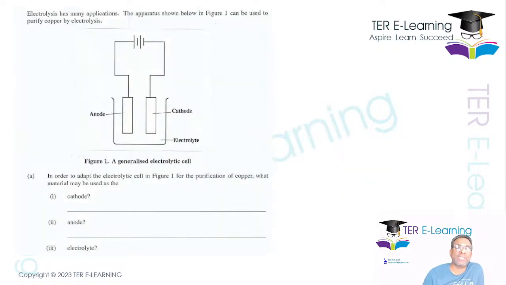So electrolysis has many applications. The apparatus below in figure 1 can be used to purify copper by electrolysis. In order to adapt the electrolytic cell in figure 1 for the purification of copper, what material can be used as the cathode, the anode and the electrolyte? Let's start with the first one. The cathode: this is purification of copper by electrolysis. What are we going to put as a cathode?